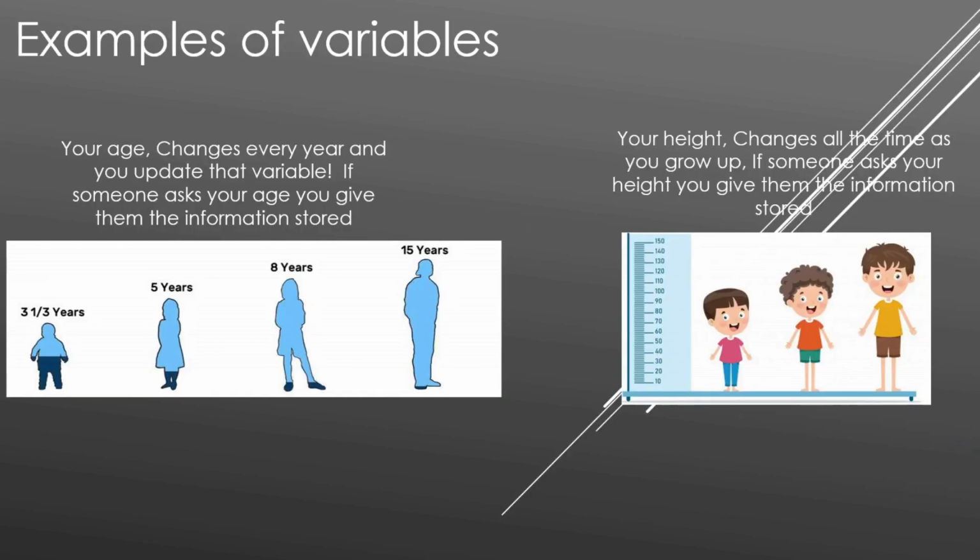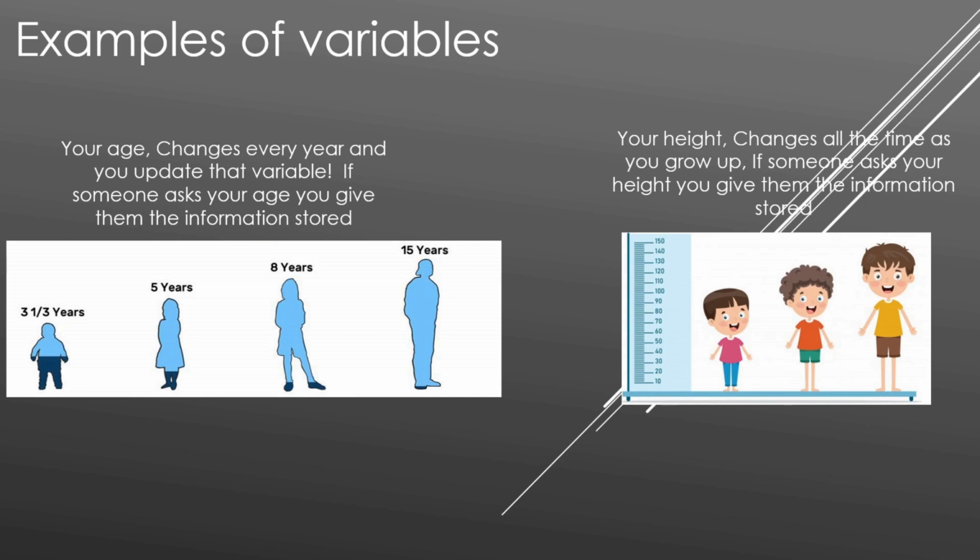So, let's have a look at some examples of variables that you come across in your daily lives. Your age. Your age is a variable. So when someone asks you your age, you unpack that box where you've stored your age, and you tell them your age. If someone asked me for my age, I'd unpack my box and I would say 22. And then you update the information inside your variable once a year.